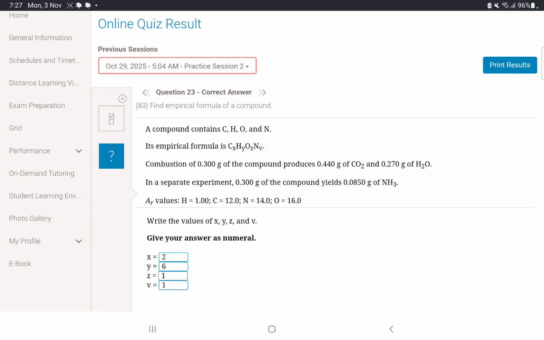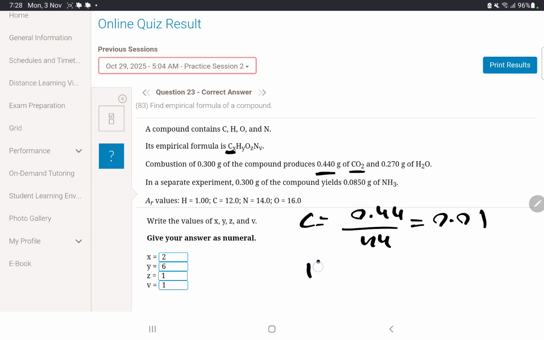Let's see. We find the moles of CO2 by going 0.44 divided by the molar mass of CO2, which is 44. But we're only interested in C. Keep that in mind. 0.44 divided by 44, you get 0.01. That's for C. Then for H, it has 0.27, divided by 1.